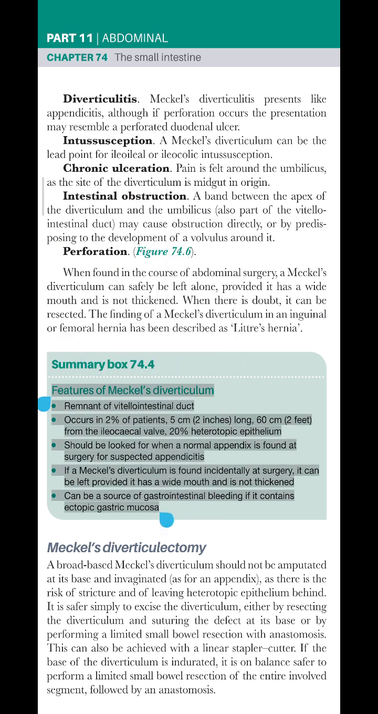Features of Meckel's diverticulum: remnant of vitellointestinal duct. It occurs in 2% of patients, is 5 cm, 2 inches, long, and lies 60 cm, 2 feet, from the ileocecal valve, with 20% heterotopic epithelium. It should be looked for when a normal appendix is found at surgery for suspected appendicitis. If a Meckel's diverticulum is found incidentally at surgery, it can be left provided it has a wide mouth and is not thickened. It can be a source of gastrointestinal bleeding if it contains ectopic gastric mucosa.